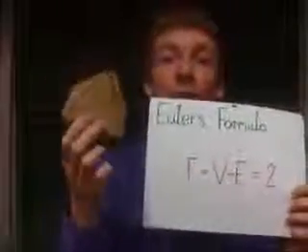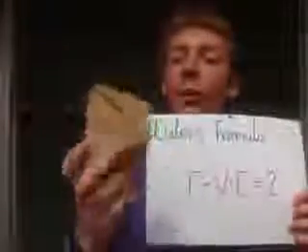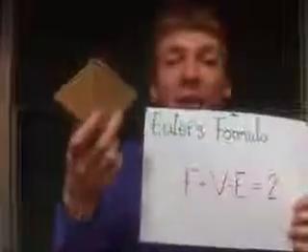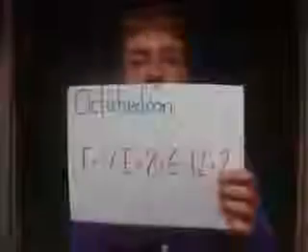So for example, for this object here, it's called an octahedron. It has 8 faces, it has 6 corners, and it has 12 edges. If I put that into Euler's formula, it looks like this. So it says 8 plus 6 minus 12 equals 2, which it should, and that's what I expect.